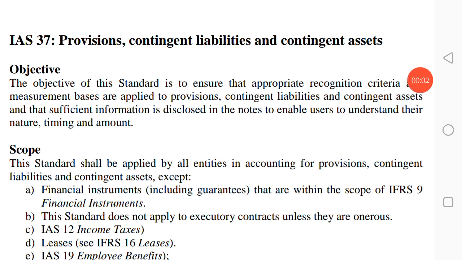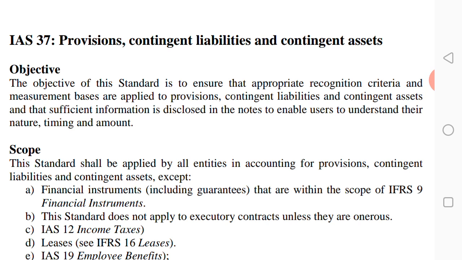Good evening, everyone. Today we're looking at FR, financial reporting, and our topic will be IAS 37, provisions, contingent liabilities, and contingent assets. This is a standard that we need to understand very well, because so many people don't understand the meaning of contingent liability, provisions, and contingent asset. So let's look at the objective of this standard.